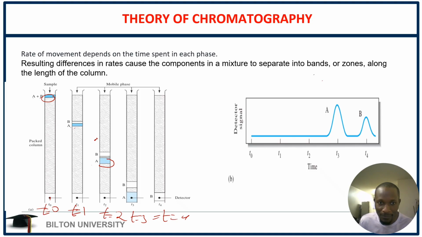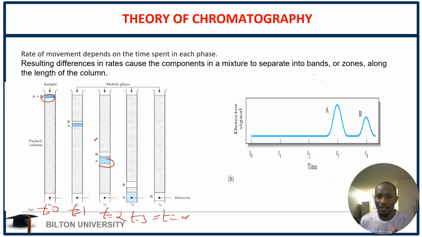And that is why, as time goes by, we continue to introduce mobile phase. Then at t is equal to 3, A reaches the detector first, and once it reaches the detector, the detector converts those signals into readable or printable outputs, what we call the chromatograms that we are going to use to interpret the data. So once A has reached the detector, it is being detected, and then a peak of A will be shown in the chromatogram, and then B comes out later at t is equal to 4.